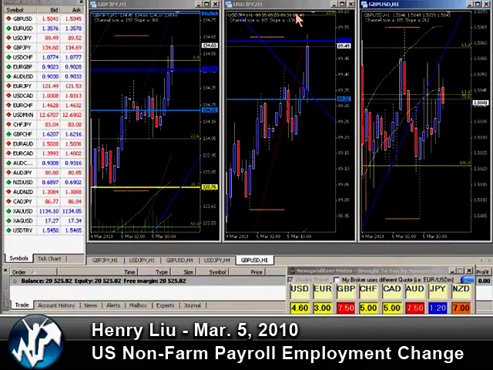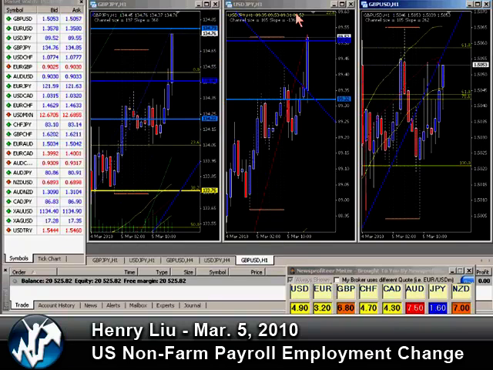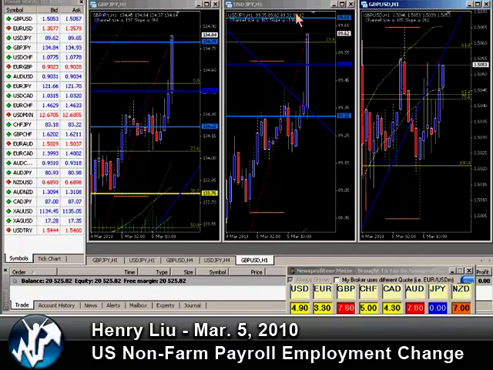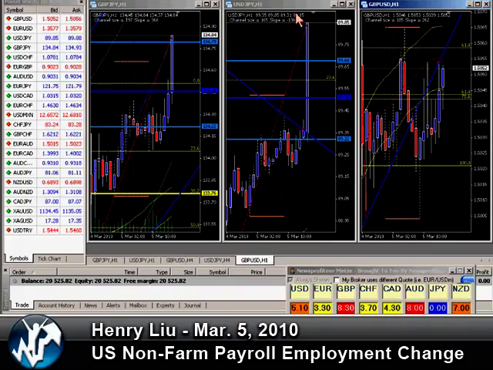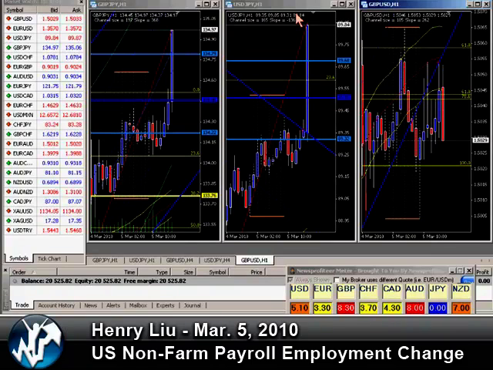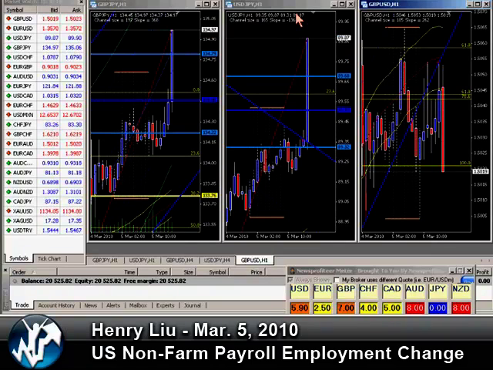In step number 2, I lead my trade room in trading the release live. And what we do is we follow the analysis in step number 1, and we look at the numbers and we look at the effect these releases have on the market.